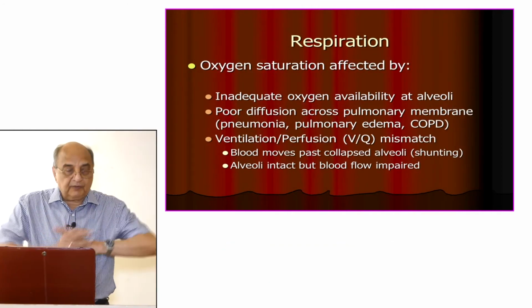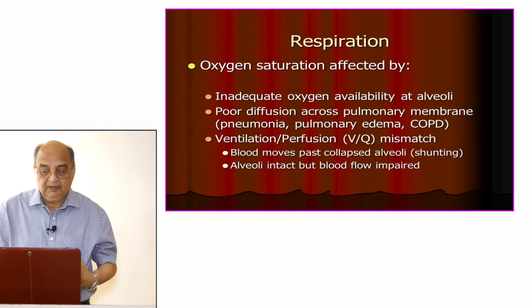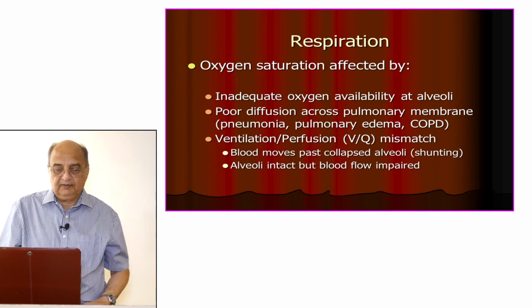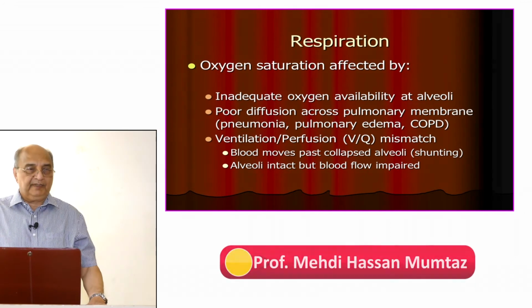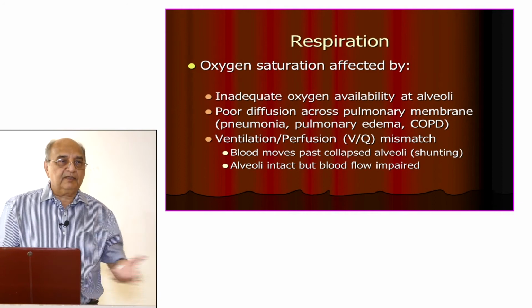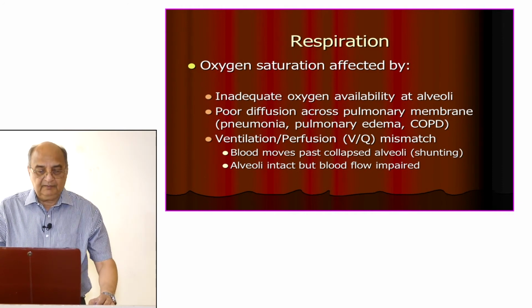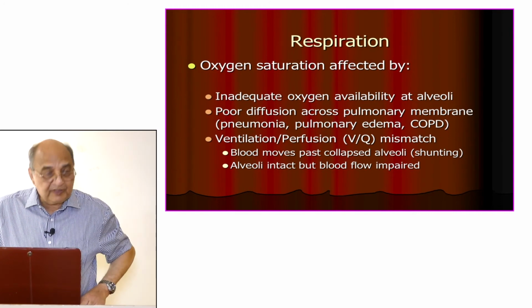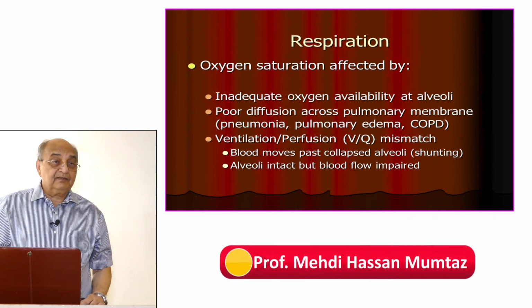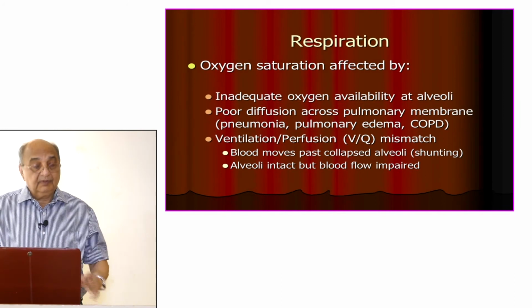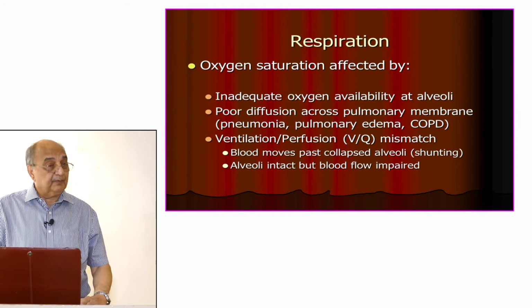Now, what are the factors which affect the oxygen saturation? Inadequate oxygen availability at the alveoli. Obviously, if less oxygen is going into the blood, less will be saturated. Then the poor diffusion across the pulmonary membrane. There is availability of oxygen in the air, availability of oxygen in the alveoli, but it's not passing through the alveolar capillary pathway, like in pneumonia, pulmonary edema, COPD. Then ventilation perfusion mismatch. The blood is not coming in contact with the gases, there is shunting effect. That will also cause reduction in saturation of hemoglobin.